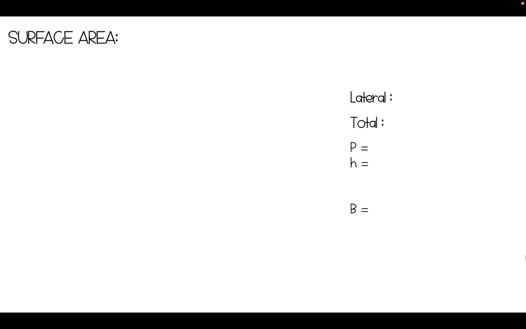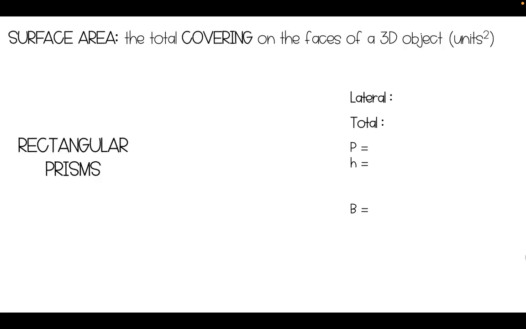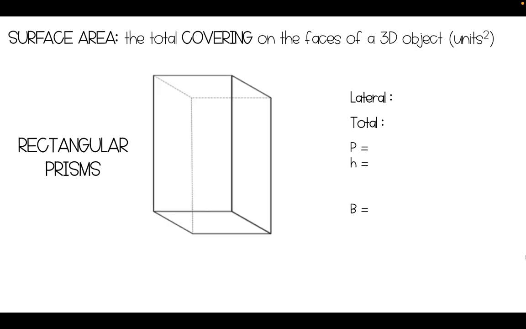Let's look at a second shape. So same thing, surface area is the total covering, but this time we're looking at a rectangular prism. So a rectangular prism is kind of like a tissue box. It looks like a box. Our base is still the bottom. It's the rectangle on the bottom.